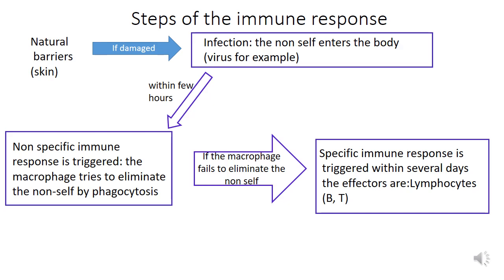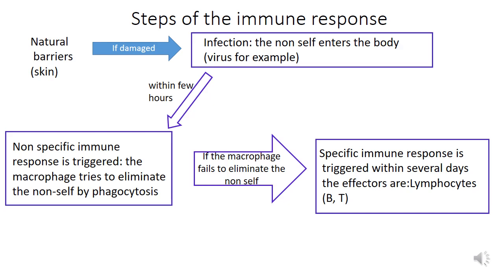Then the macrophage tries to eliminate the non-self by phagocytosis, as we have seen in the previous video in Activity 1. Phagocytosis might succeed, but it might also fail. So if the macrophage fails to eliminate the non-self, then in a second step, the specific immune response is triggered within several days. And in this case, the effectors of the specific immune response that are going to be activated are the lymphocytes, B and T.